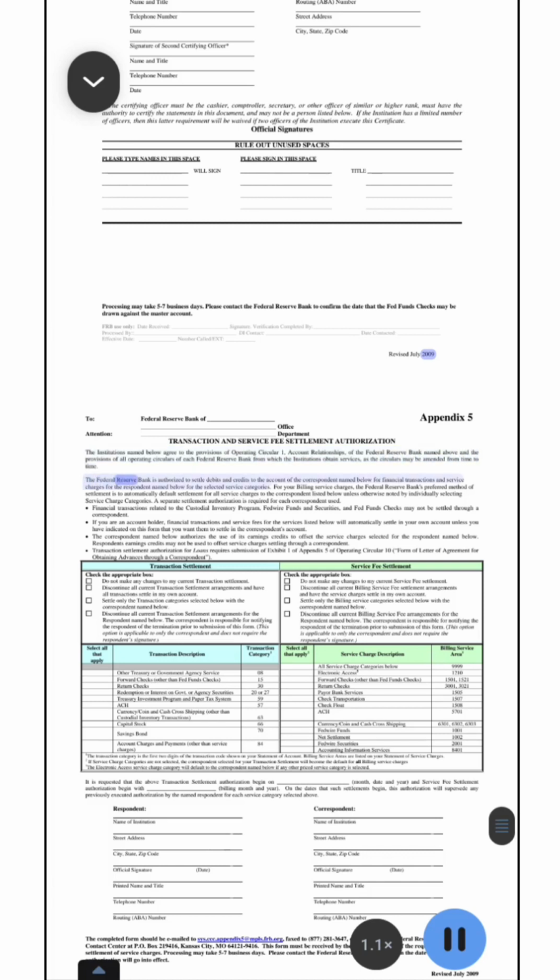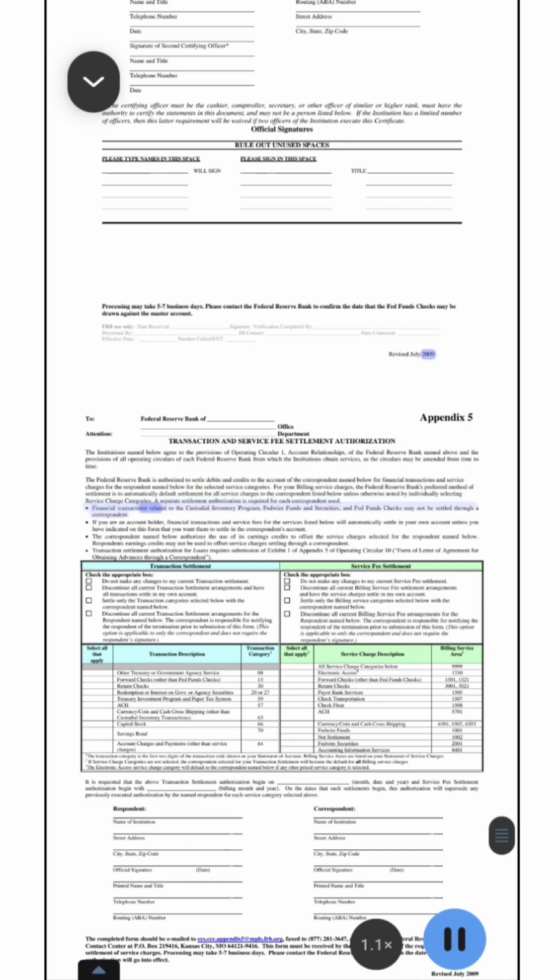The Federal Reserve Bank is authorized to settle debits and credits to the account of the correspondent named below for financial transactions and service charges for the respondent named below for the selected service categories. For your billing service charges, the Federal Reserve Bank's preferred method of settlement is to automatically default settlement for all service charges to the correspondent listed below unless otherwise noted by individually selecting service charge categories. A separate settlement authorization is required for each correspondent used.